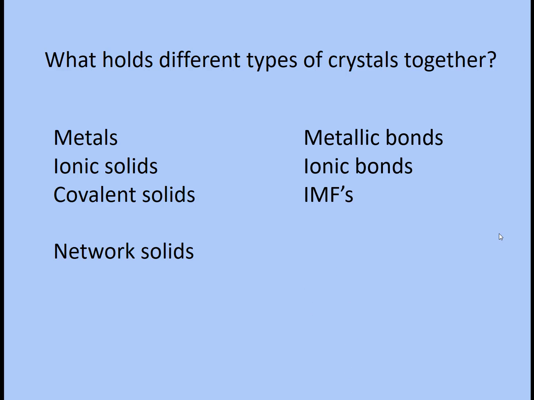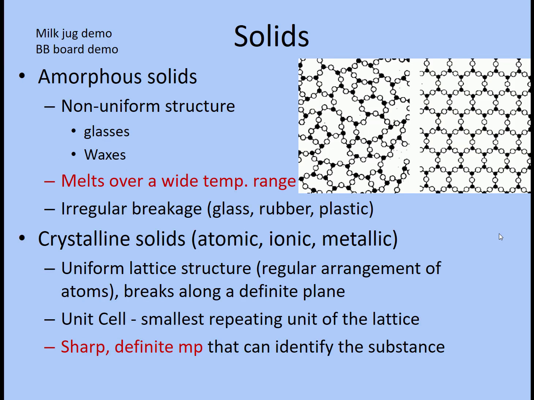If you said covalent bonds, you would be incorrect. Remember, covalent solids are molecules, and what holds a molecule to a molecule is an intermolecular force. And our last solid is a network solid. These are held together through covalent bonds. A good example of a network solid is a diamond, and we're going to be talking about them at the end of this goal.